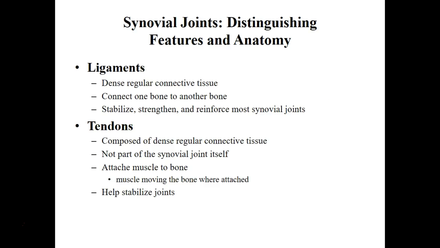Ligaments and tendons are composed of dense regular connective tissue. Ligaments connect bones to bones, and they help to strengthen the synovial joints. Tendons connect muscle to bone, so they allow bones to move. They're not part of the synovial joint at all, but they do help to stabilize those synovial joints.